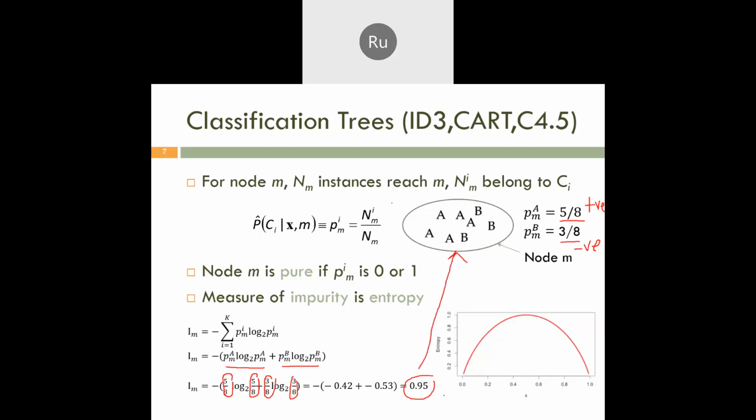Based on our explanation just now, if your entropy is 0, all the members of that partition belong to one symbol only. But in this case, we have 5 belonging to A and 3 belonging to B, so basically we have close to 50-50. That's why your entropy here is going towards the value 1.